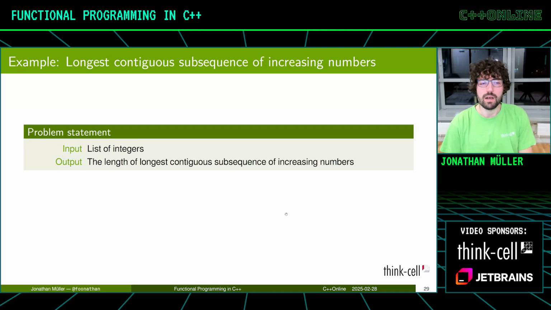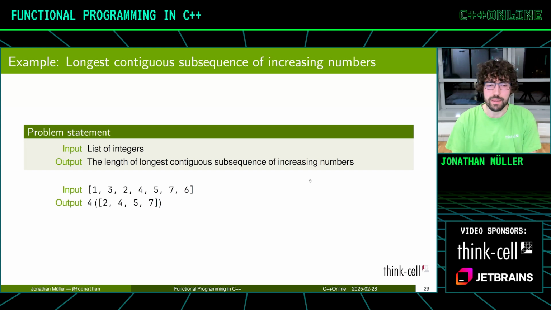For another problem, this is actually a non-trivial problem, I'd say. Let's consider the input is a list of integers, and the output is the length of the longest contiguous subsequence of increasing numbers. Again, the example should make that clear. Here's the input, a list of integers, and in this case, the output would be 4, because the longest contiguous subsequence of increasing numbers is 2, 4, 5, 7, which is length 4.